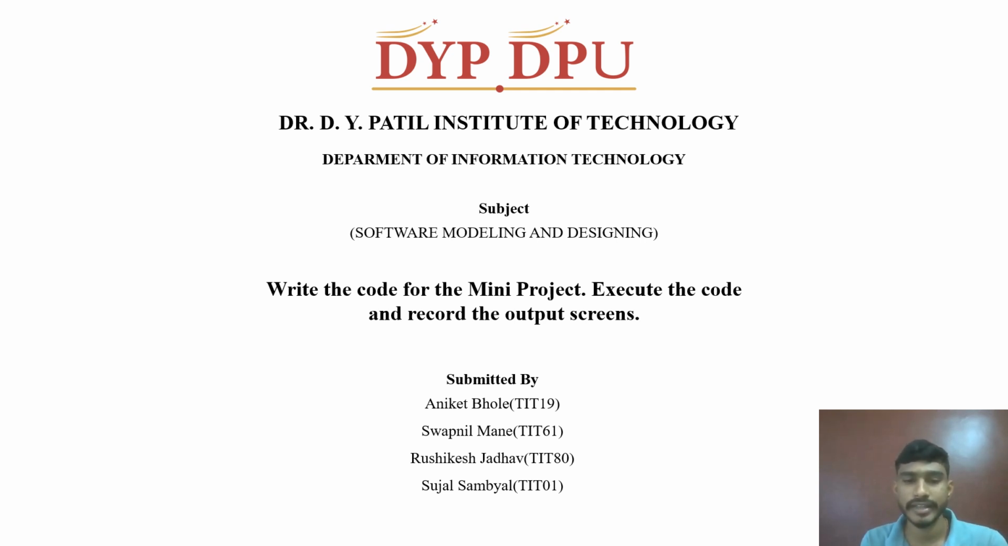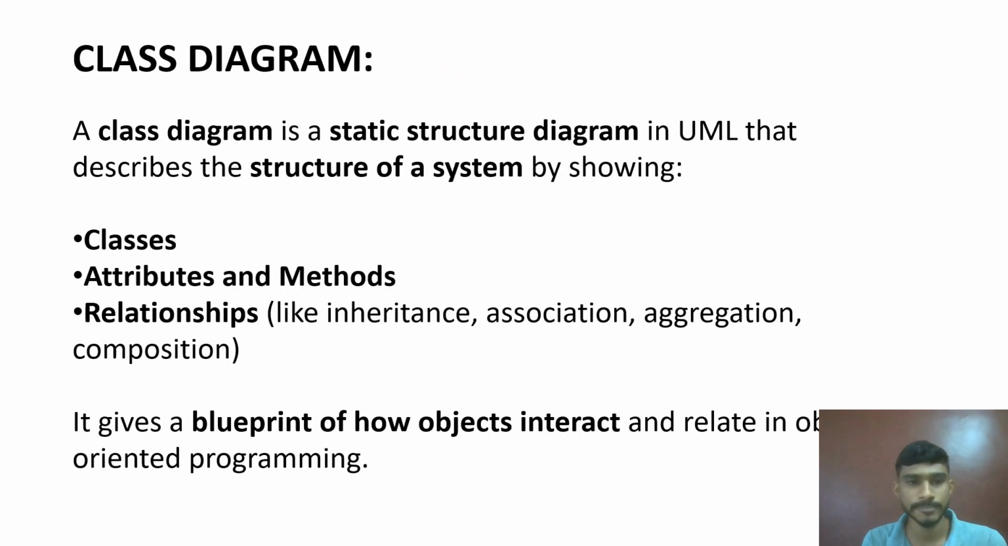Today I will explain topics related to SMD, mainly focusing on the class diagram and the component diagram. Let's start. A class diagram is a static structure diagram in UML that describes the structure of the system by showing classes, attributes, methods, and their relationships. First, the definition: it gives the blueprint of how objects interact and relate in object-oriented programming.